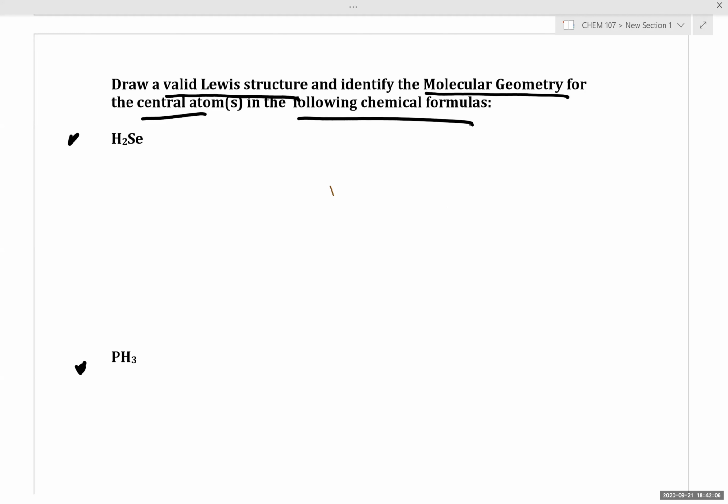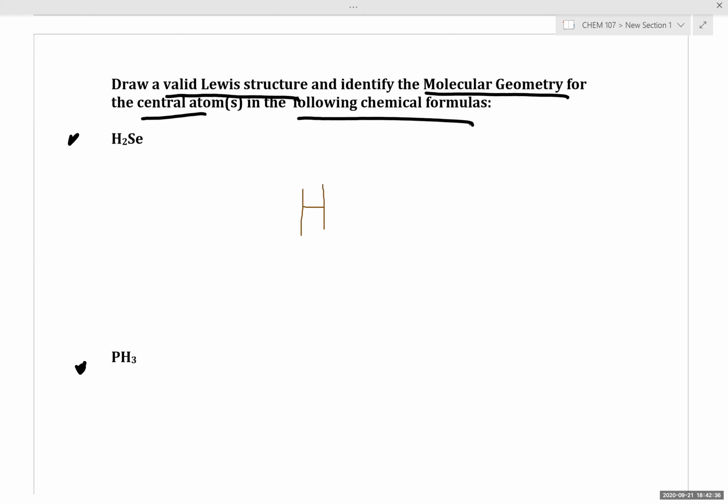In fact, the second compound was recently in the news. If you've heard the proposed arguments for potential signs of life on Mars, one was the detection of phosphine in the atmosphere. Pretty interesting. You may want to look at some of the news coverage on that. Anyway, let's focus on writing out the Lewis structures for these molecules.